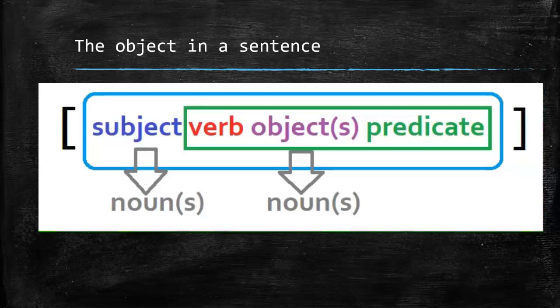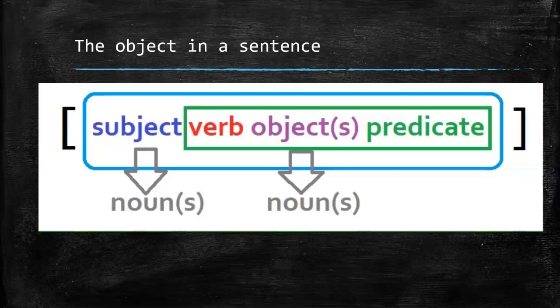Okay, and finally, on to the objects in a sentence. What are the objects? Take a look at this form right here, this diagram. What is a subject? A subject is a noun, yes? And what about objects? It is also made up of nouns. So what is the difference between a subject and an object? Let's take a look. Pause the video and think for a second.